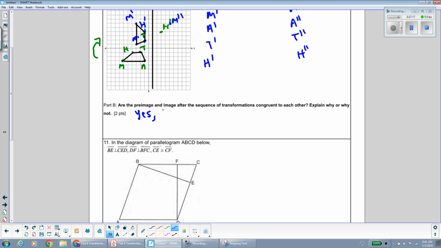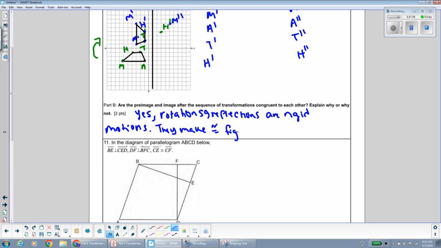Yes, rotations and reflections are rigid motions. They make congruent figures because they keep side lengths the same.